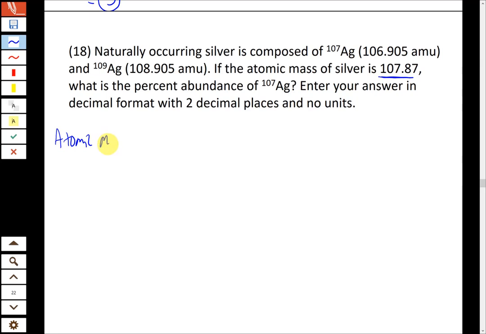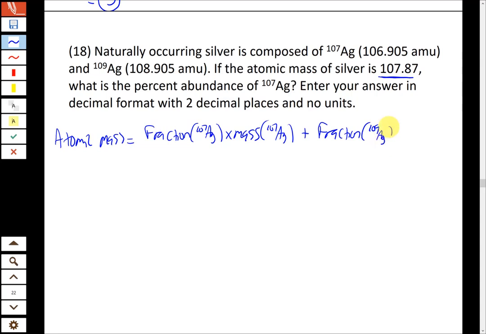So as we said, the atomic mass is the weighted average of the isotope masses, which is going to be given as the fractional abundance of each isotope. So in this case, we have 2 isotopes, 107 silver and 109. So it's going to be the fraction of each times the mass. And you just add it up for however many isotopes you have. In this case, only 2 of them.